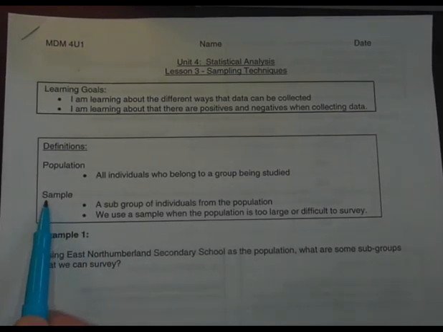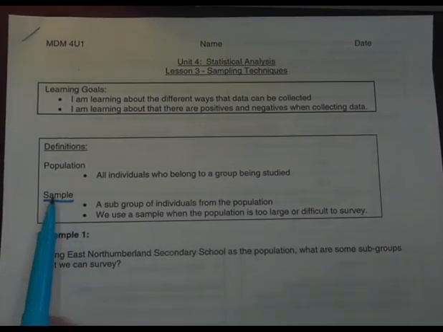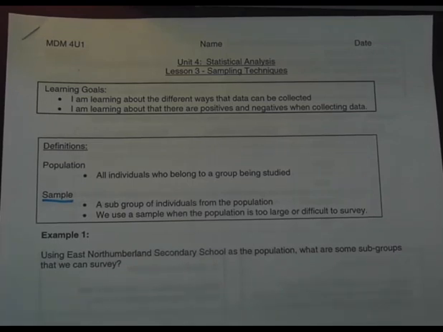So one of the things we have to do is look at a sample. A sample is a subgroup of individuals from the population, and we use a sample when the population is too large or too difficult to survey. Similar to the example we just talked about, the idea of surveying all of Ontario.